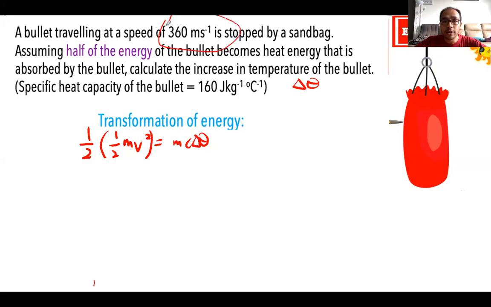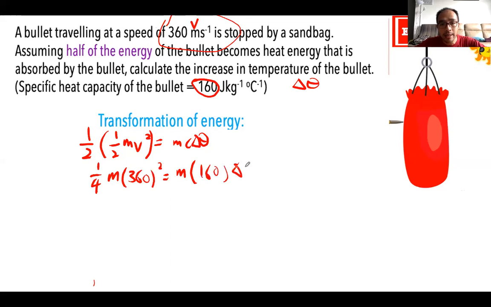360 meters per second is actually referring to velocity. So half times half is 1 over 4 m times 360 squared equals to m, the c is given, 160, and this is delta theta. So the question now is, macam mana saya mau kira ini delta theta kalau saya tidak tahu ini m?